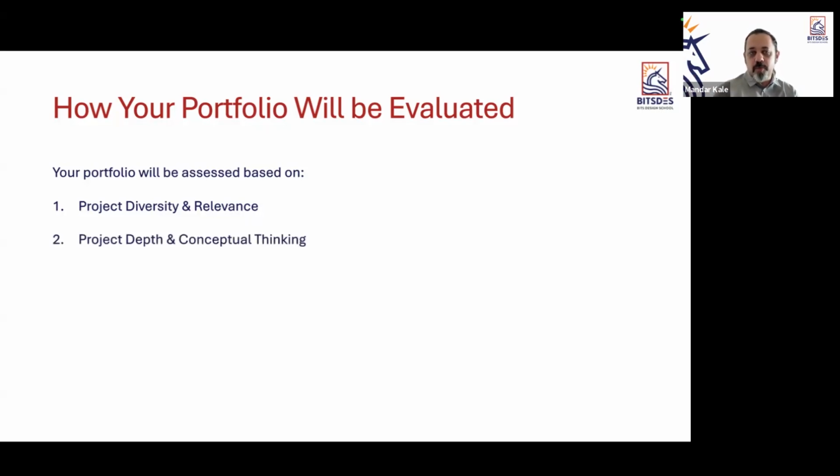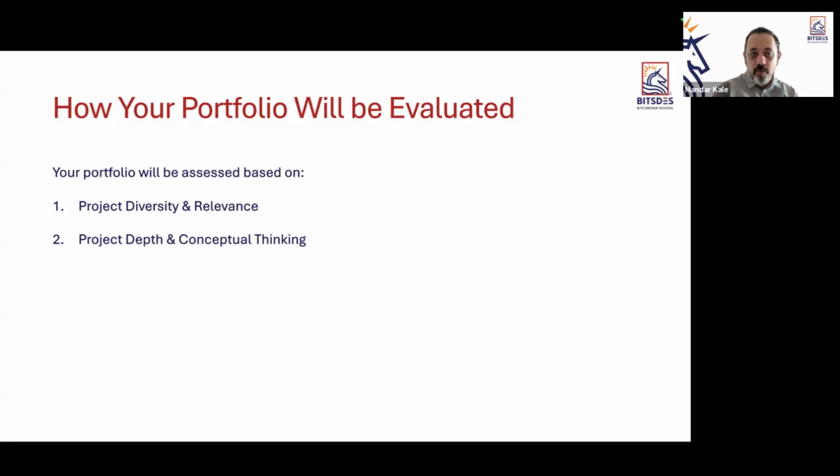Here, project depth and conceptual thinking. So when we say project depth, you have to look at why you have done what you've done. And it leads back to what we were saying earlier in terms of working process, in terms of the design process, in terms of what all you have tried. So depth really answers this question.